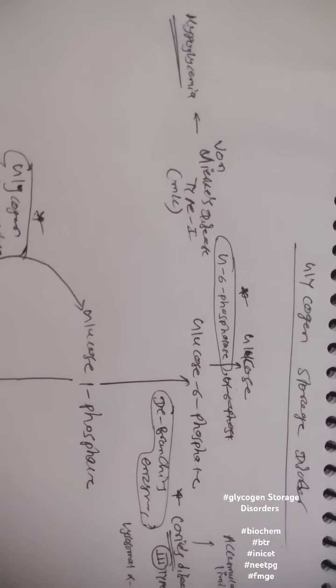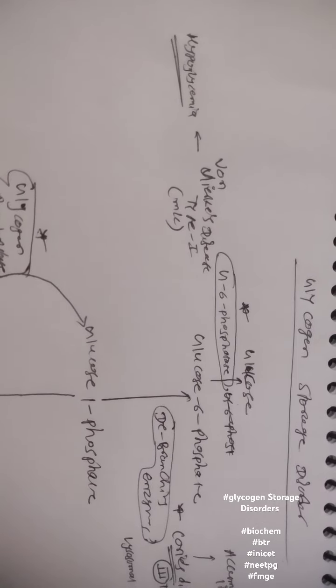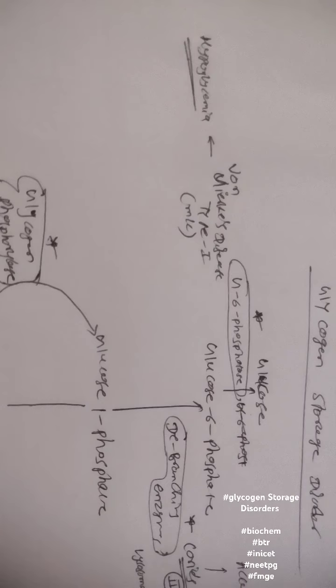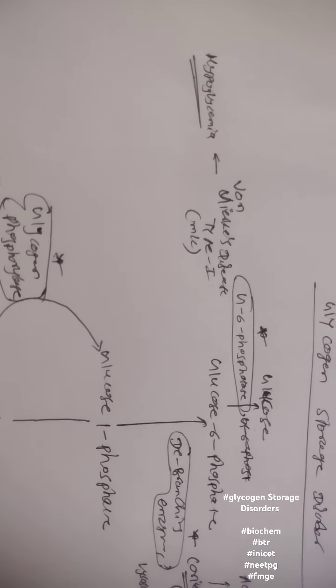phosphatase, which is deficient in Von Gierke disease, which is a type 1 glycogen storage disorder and the most common disorder, in which we can see there is hypoglycemia because there is no conversion of glycogen into glucose.